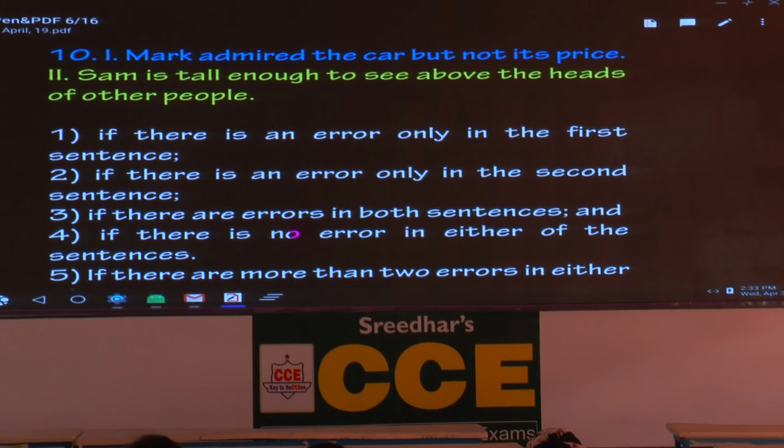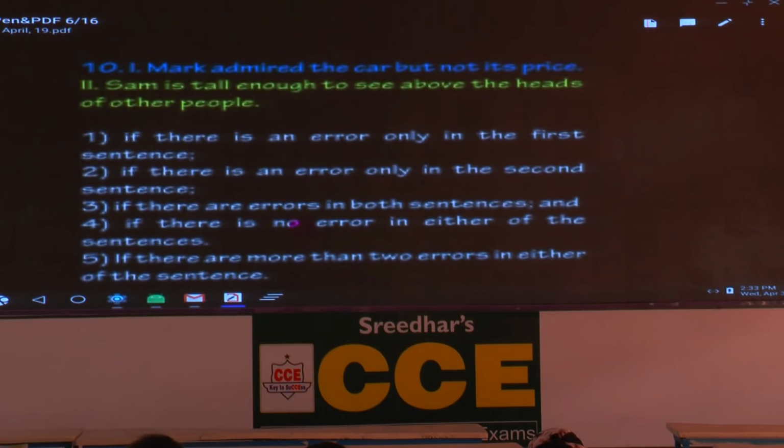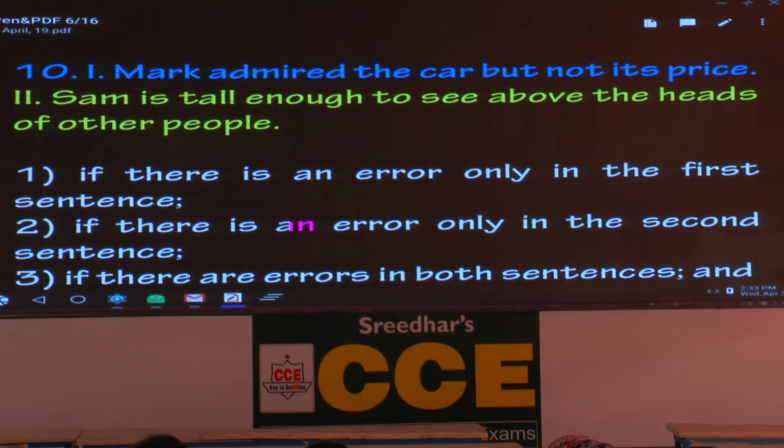Sentence number 10. This is a little tricky. Mark admired the car, but not its price. A short sentence. Mark admired what? The car, but not its price. You find any error? No error. Sam is tall enough to see above the heads of other people. Now, do you find any error? Yes, what is it? Do you find some problem with above? So what is the word? You must have thought of over or any other word. Have you thought of over?